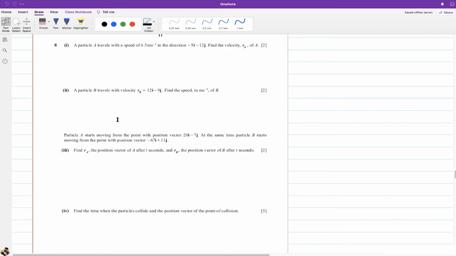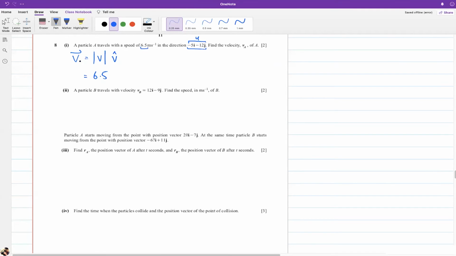Let's see. First it says a particle A travels with the speed of this in the direction this. Find the velocity of A. So basically वो हमसे velocity vector मांग रहा है और उस vector की उसने दो बातें बताई हैं. एक, हमें किसी वेक्टर का मैग्नीट्यूड चाहिए होता है और हमें उसकी डायरेक्शन चाहिए होती है. ठीक है, अब डायरेक्शन उसकी इस वेक्टर वाली डायरेक्शन और मैग्नीट्यूड 6.5 है. तो मैग्नीट्यूड तो उसने दे दिया, डायरेक्शन हमें निकालनी पड़ेगी. तो हम इसका यूनिट वेक्टर निकाल लेते हैं.